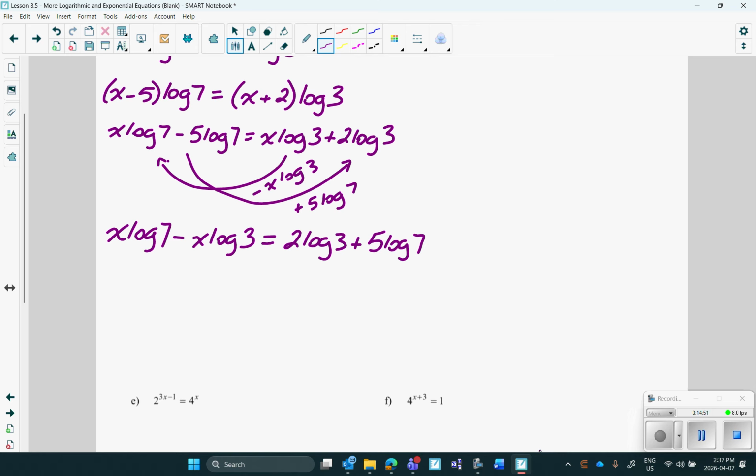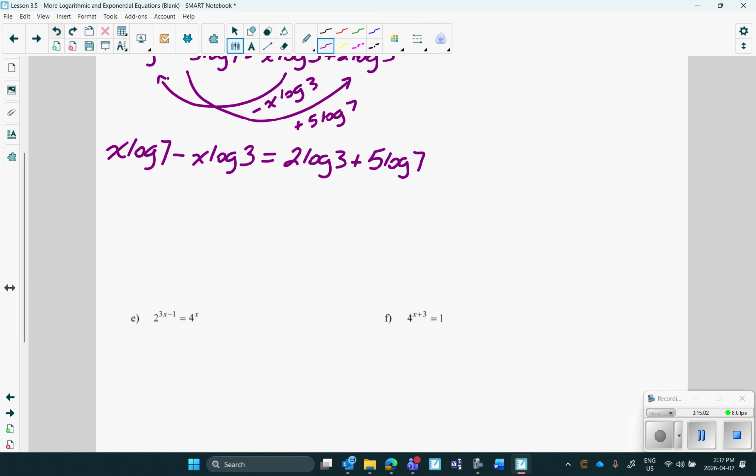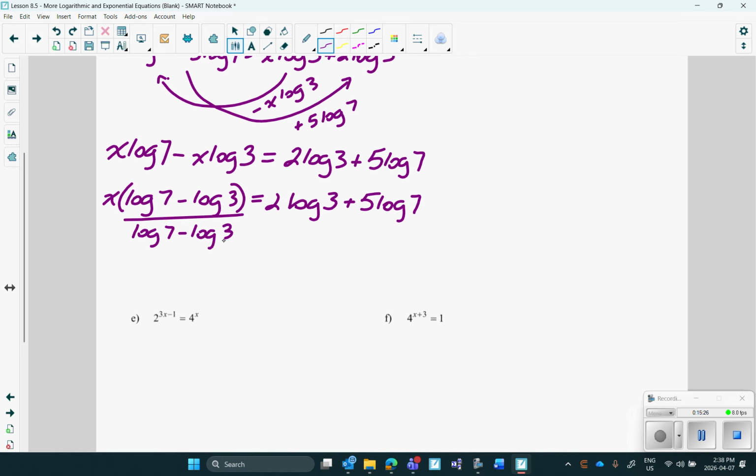Okay. Factor out the x, GCF it out. And then we've got to divide both sides by log 7 minus log 3. Well, now we're ready to use our calculator.